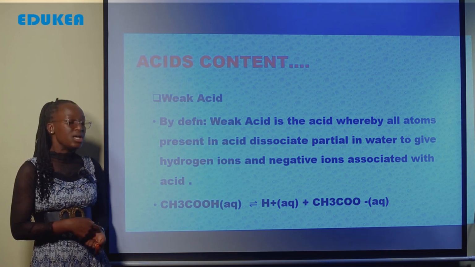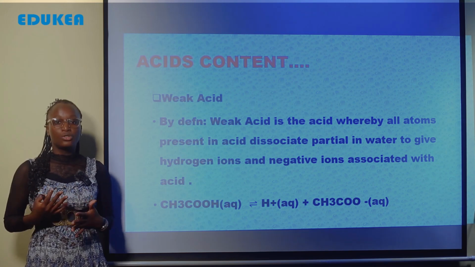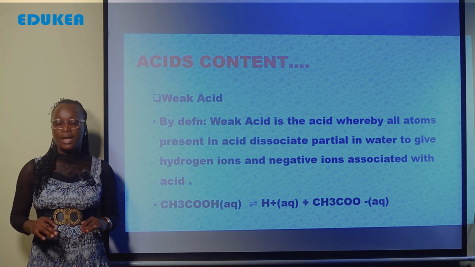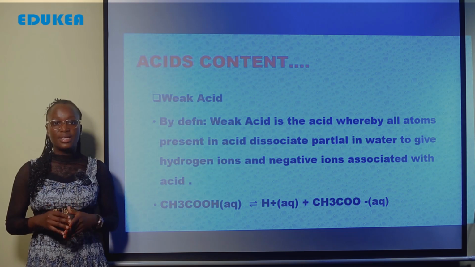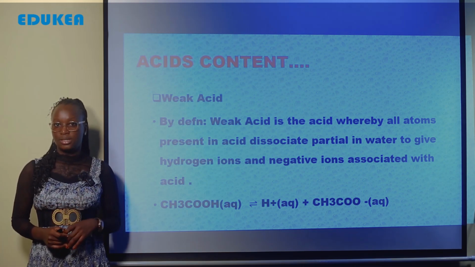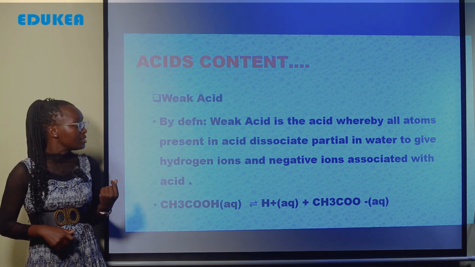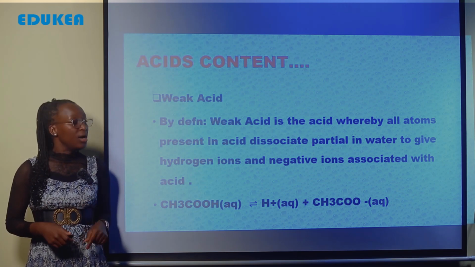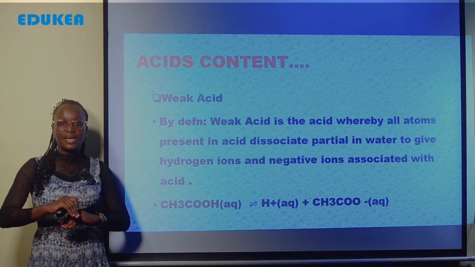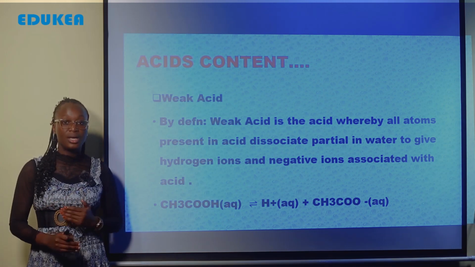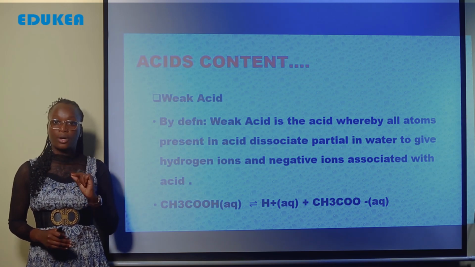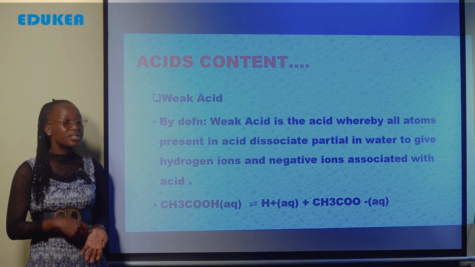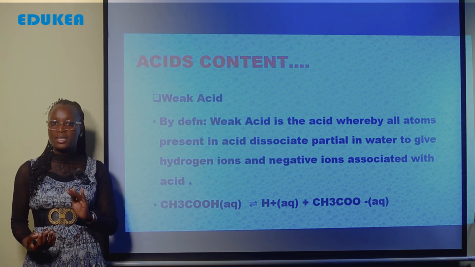So the aim of an acid, we know, is to produce hydrogen ions, which are positively charged ions only. That is the aim of an acid. But when we talk about strong acid and weak acid, here we classify the strengths of the acid. You can see that all atoms present in the acid, or our compound, tend to dissociate partially in water, not completely. It is like the vice versa of strong acid. When it dissociates partially in water, it produces the hydrogen ions, which are positively charged, and the other negative ions associated with the compound.